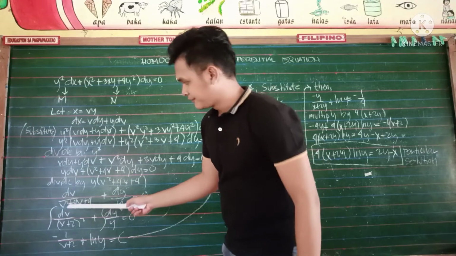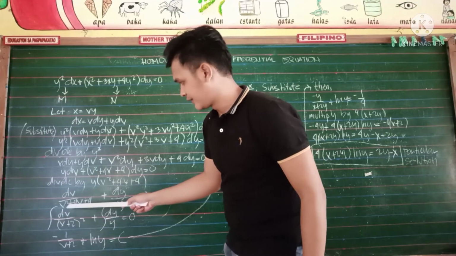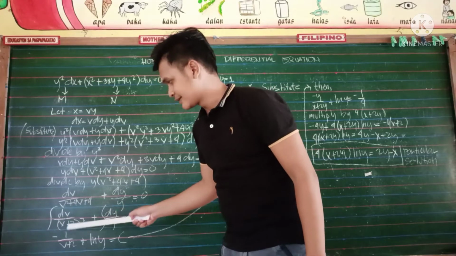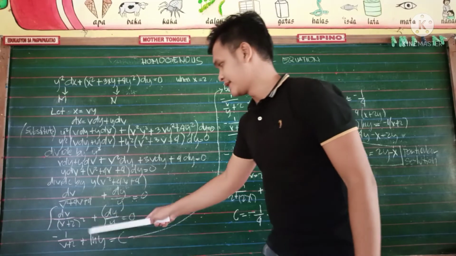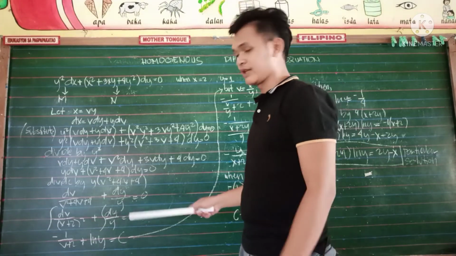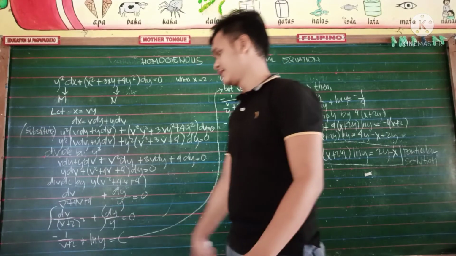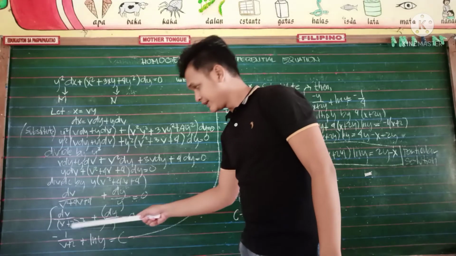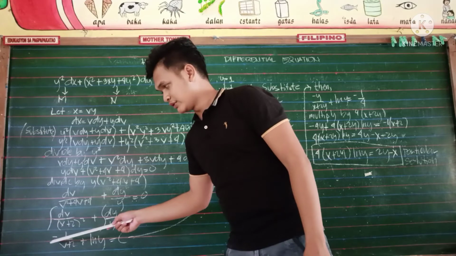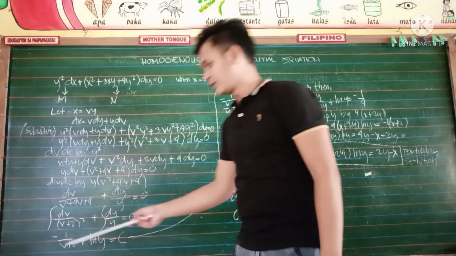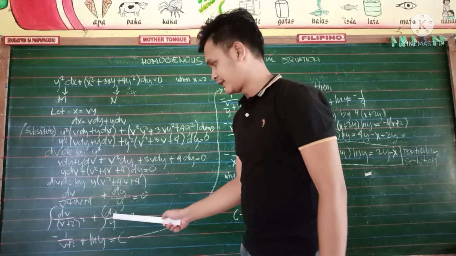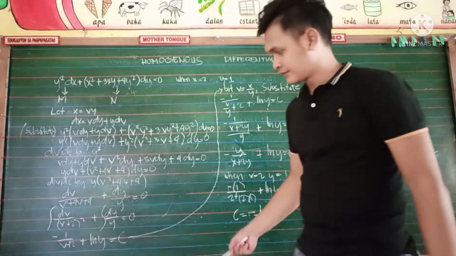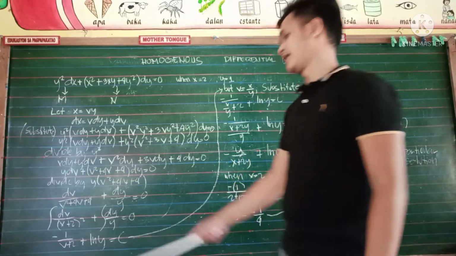We rewrite dv over v squared plus 4v plus 4 as dv over (v plus 2) squared, then plus dy over y is equal to 0. Then integrate both sides. The integration of dv over (v plus 2) squared is negative 1 over (v plus 2), and the integration of dy over y is equal to ln of y plus the constant.